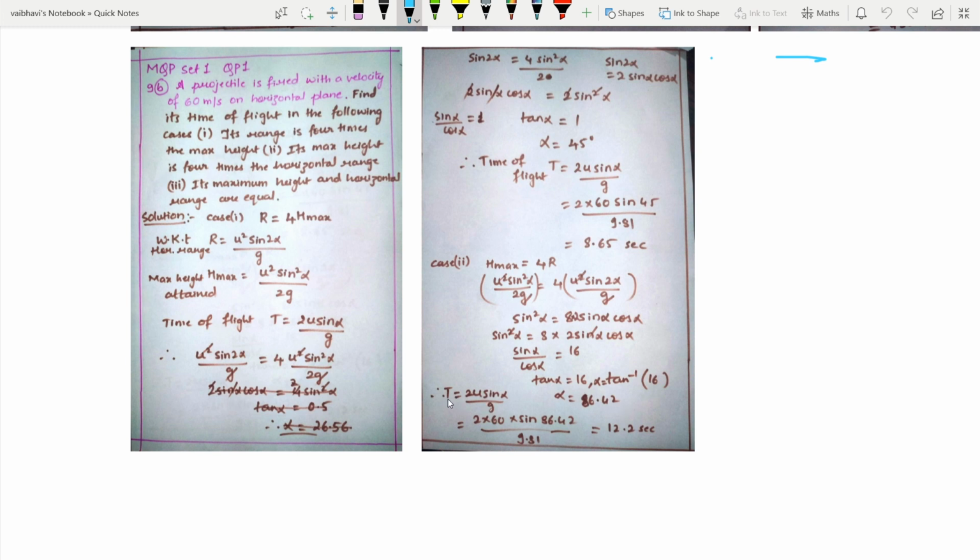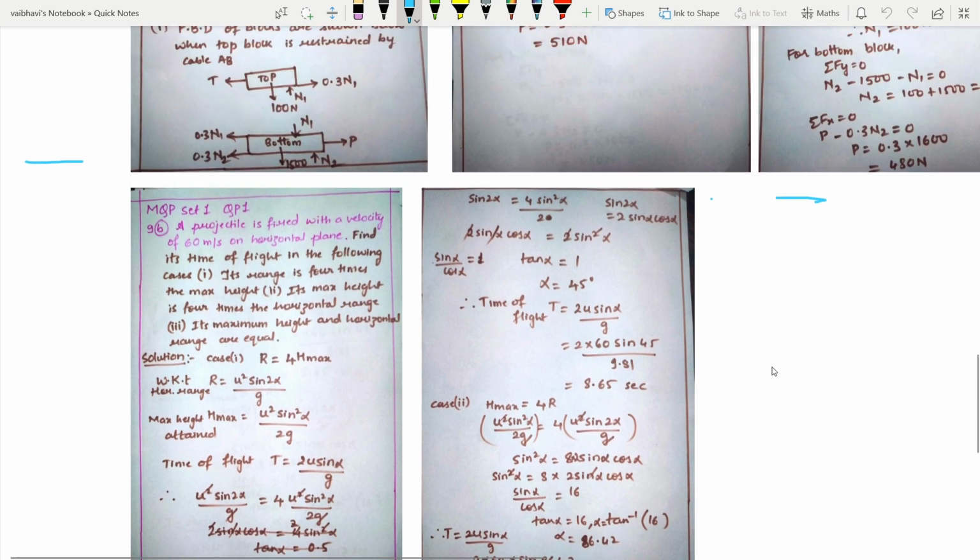So time of flight t equal to 2u sine alpha by g. u is 60, alpha is 86.42, divided by 9.81. Please all of you solve all these problems. So you get time of flight equal to 12.2 seconds.